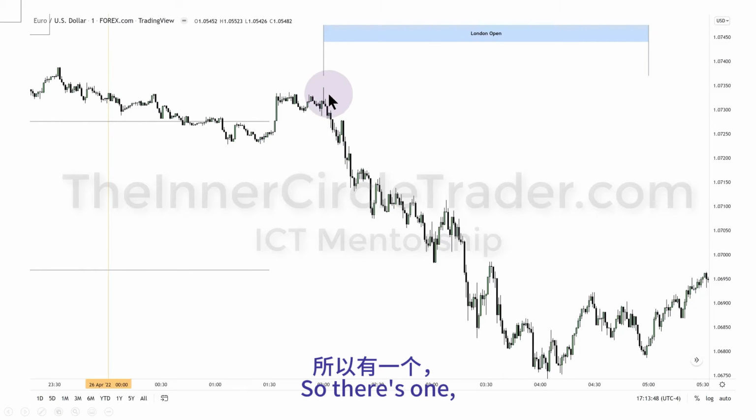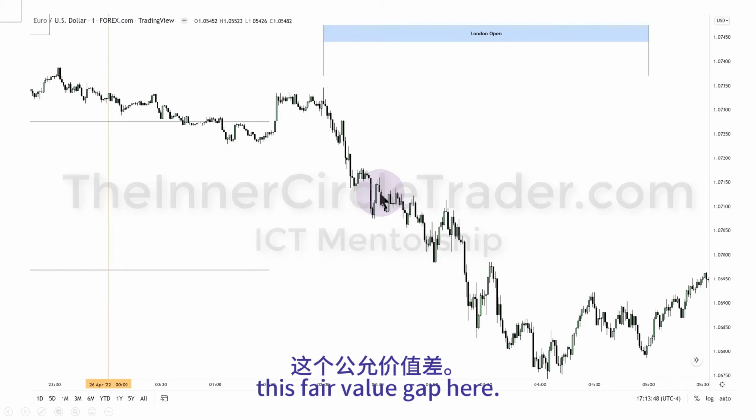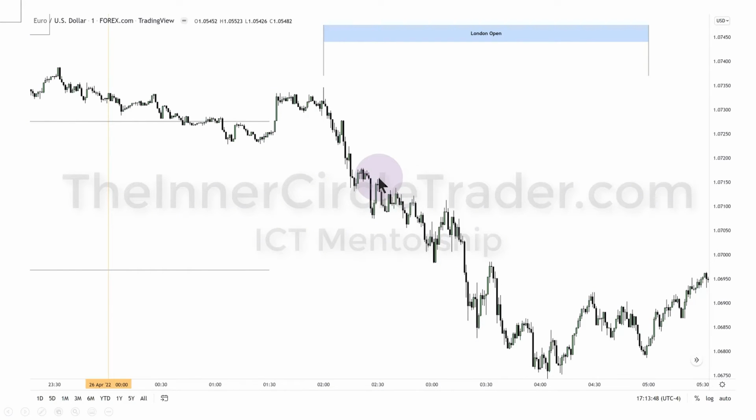So there's 1, 2, 3 fair value gap, institutional order flow entry drill, 4 entries, SIBI, 5 entries, 6 in this fair value gap here. Stop would be here. You see where I'm going with this? There's lots of setups, and here's another one here.